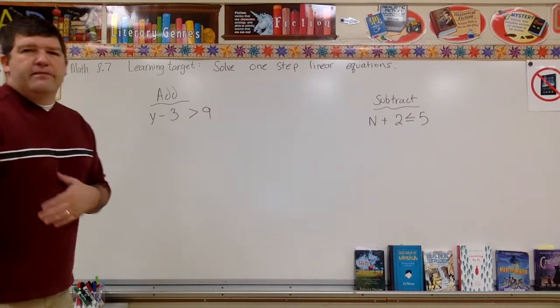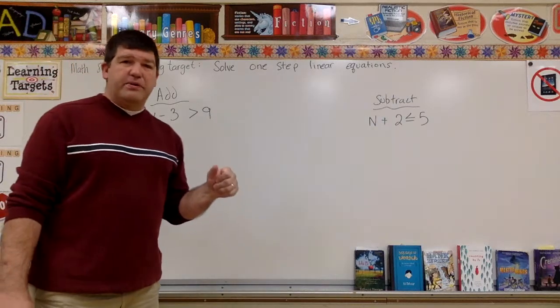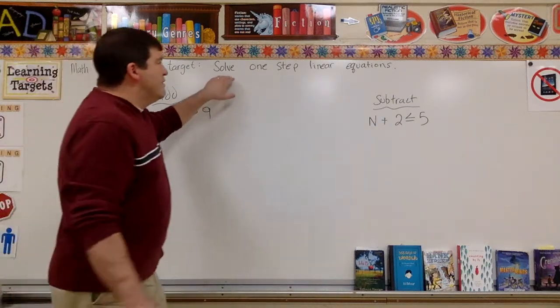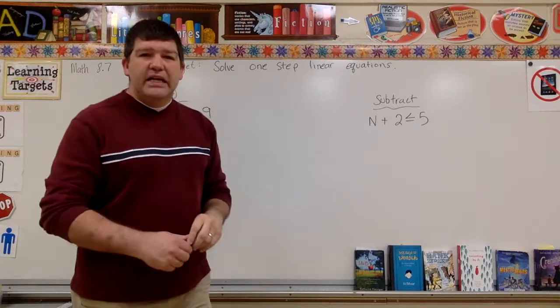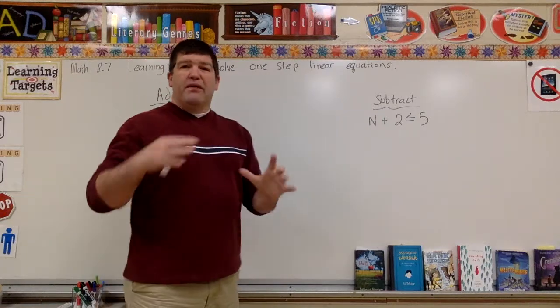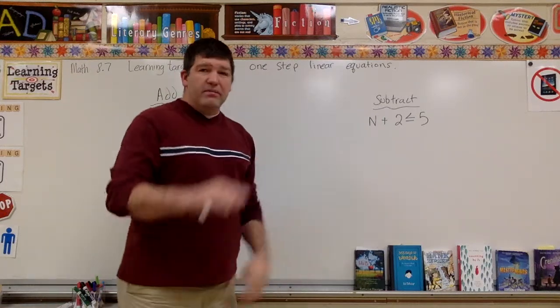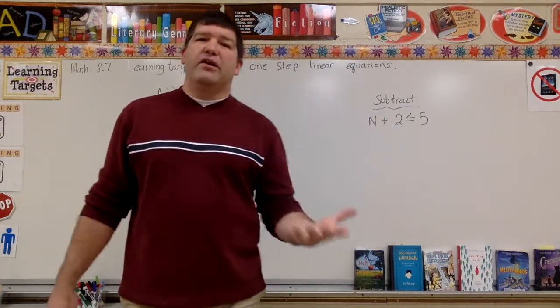All right, this is the video for Math 8.7. It's the last lesson in this chapter. The learning target is to solve one-step linear equations. One step just means you have one thing to do. Linear means it's a straight line. Equation means that you have a variable.